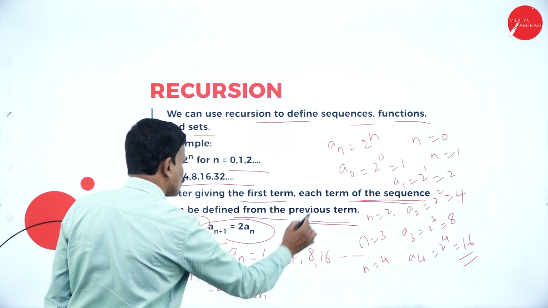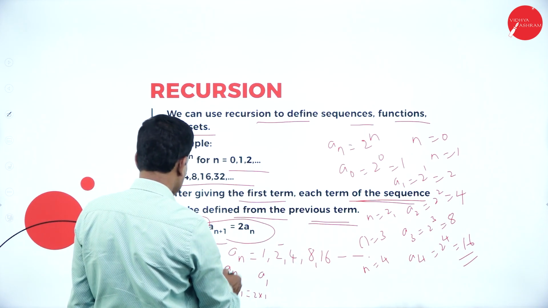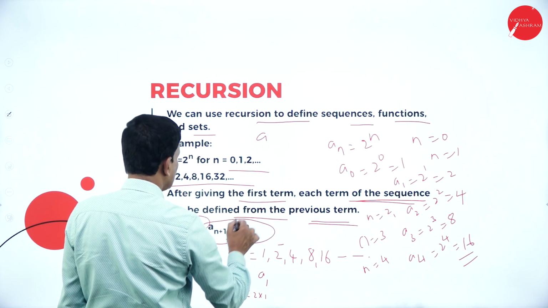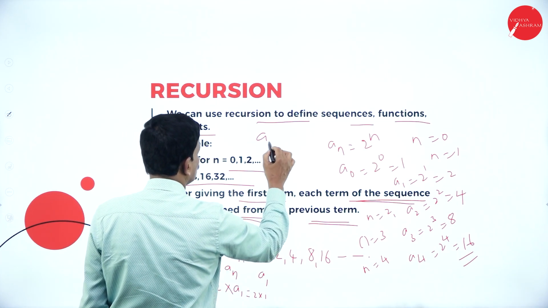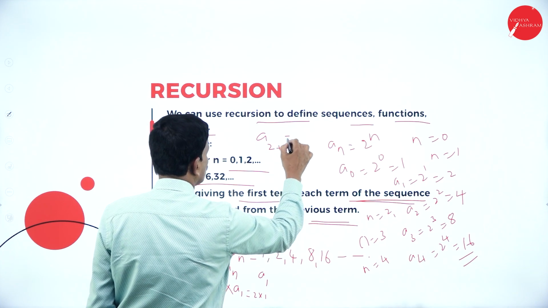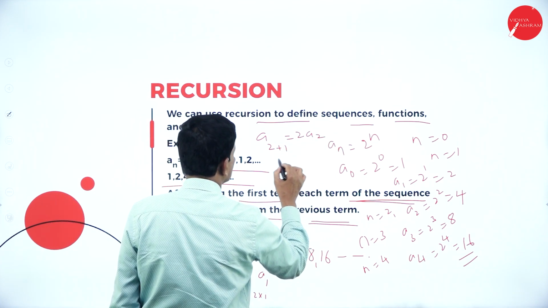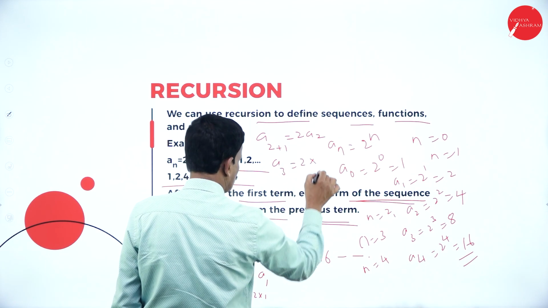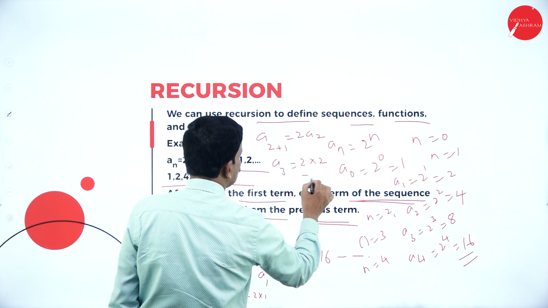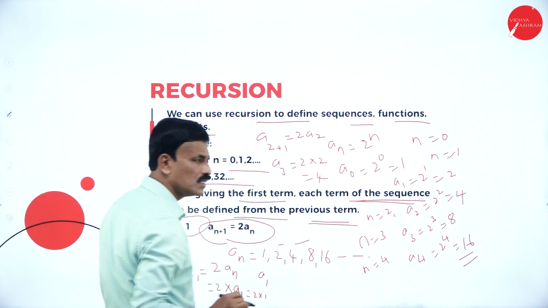2 into 1 is equal to 2. Next term: if you put n is equal to 2, A3 is equal to 2 into A2. What is A2? It is 2. 2 into 2 is equal to 4, so you will get 4.